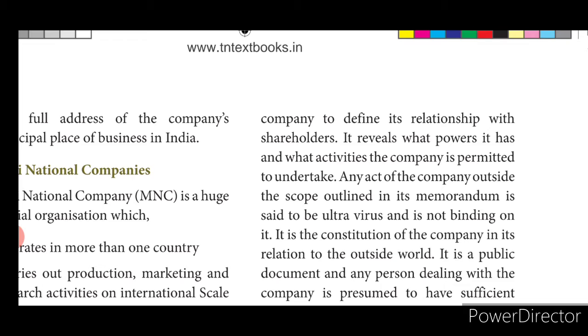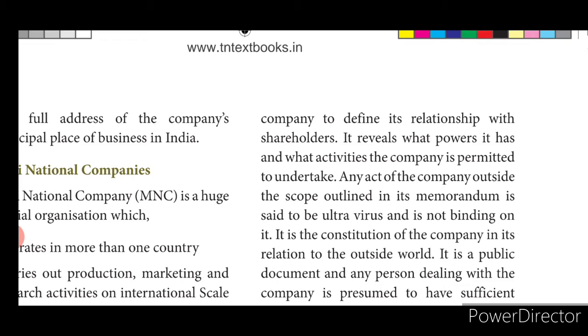It defines its relationship with the shareholders. It reveals what power it has and what activities a company is permitted to undertake. It's very simple. The memorandum of association will just tell you what your company name is and where your registered office is located, and what kind of objective your company has, either a service motive or a profit motive. All that is there, and how many members are there in your company, all that will be mentioned in your memorandum of association. That is the basic thing which will be there in it.